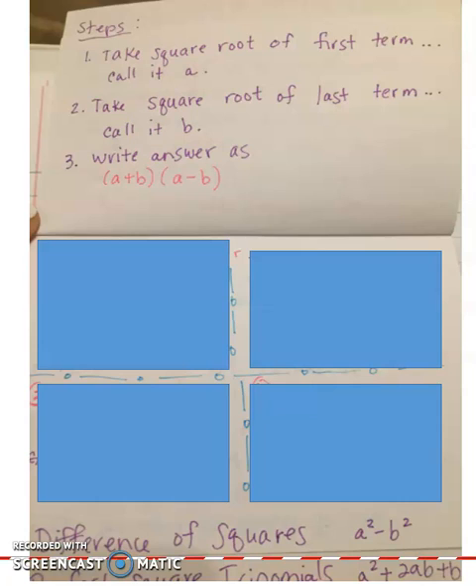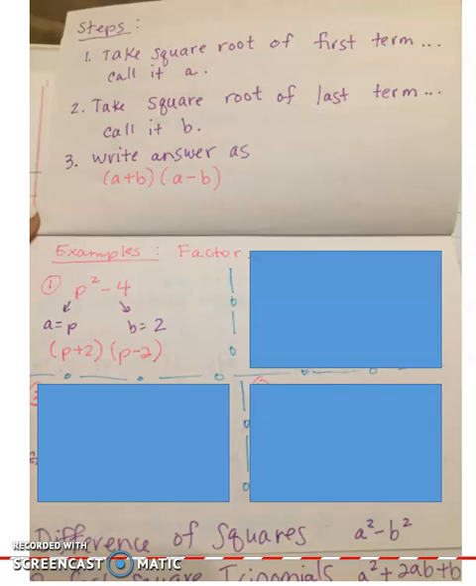So step 1 is to take the square root of the first term. You're going to call this a. Step 2 is to take the square root of the last term. You're going to call this b. And then finally, your answer to factor this is to write your answer as a plus b, a minus b. So we've got 4 examples. Example 1, your directions say to factor. Example 1 is p squared minus 4.